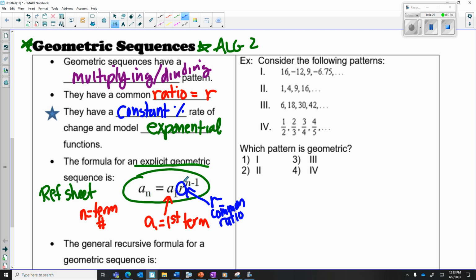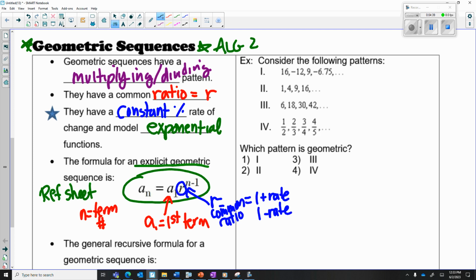Now notice the r is a base, and the base has to do with the base of an exponential function. So keep that in mind, that remember in our last video we talked about 1 plus the rate or 1 minus the rate. If it is increasing by a percent rate, it's going to be 1 plus a number, and then the number is going to be greater than 1. And if it's decaying or decreasing, it's going to be 1 minus the number.